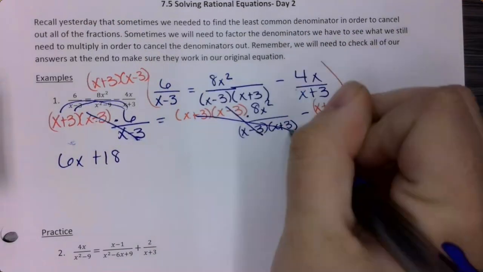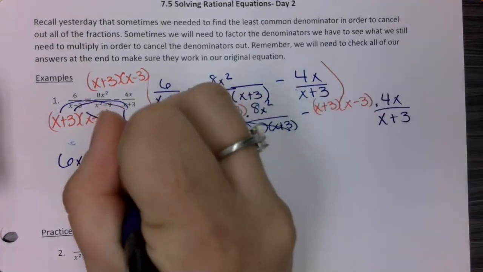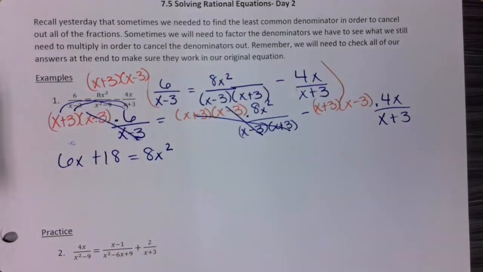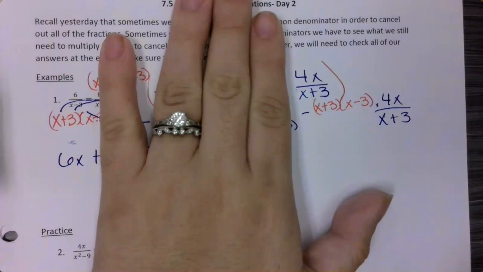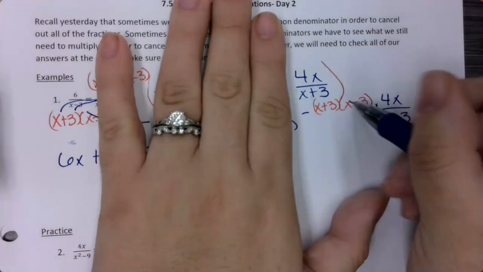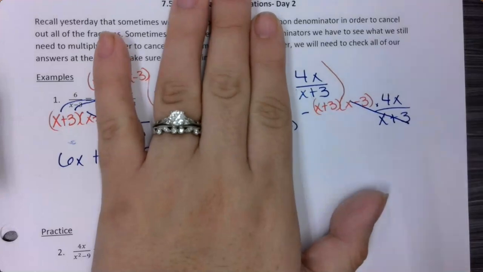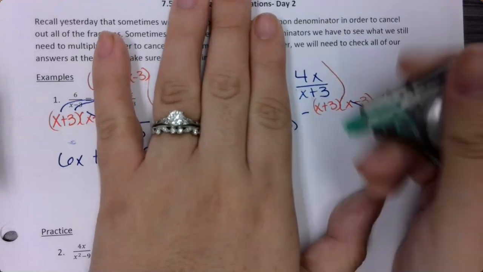Both of these will cancel out. So then I'm just left with the 8x squared. Over here at the end one, what can I cancel out? X plus 3. Oops, that was the minus I crossed out. I'll just change them.